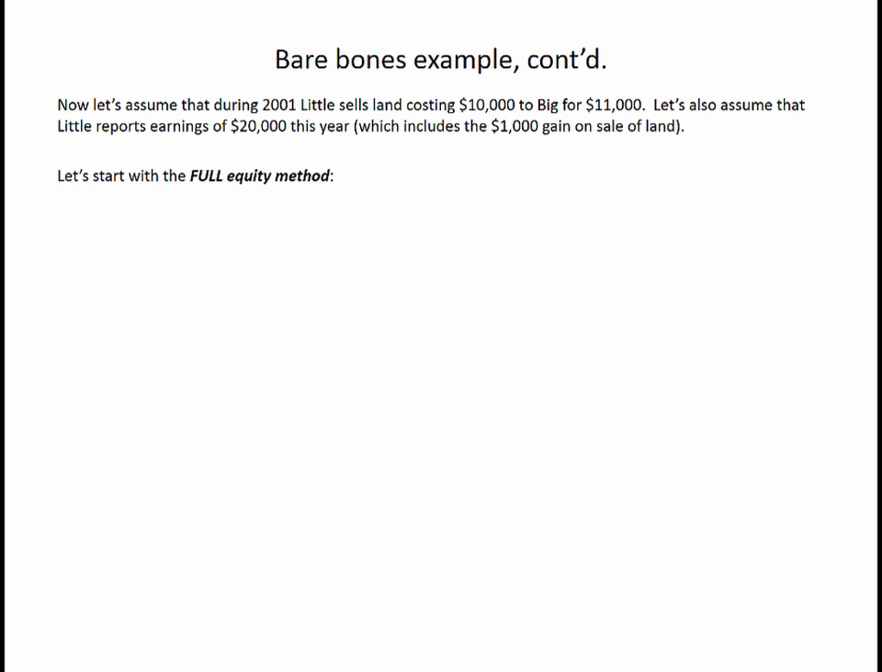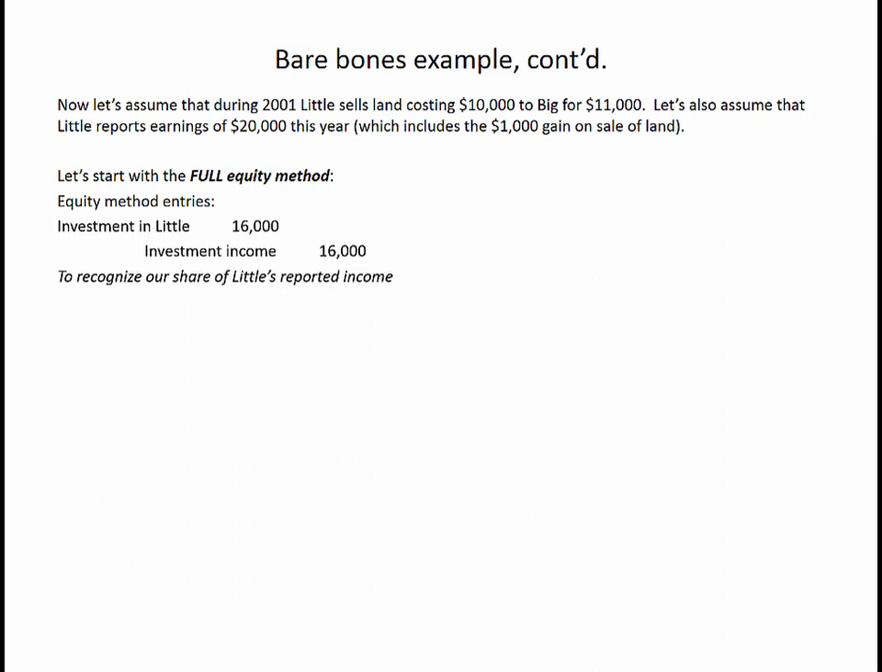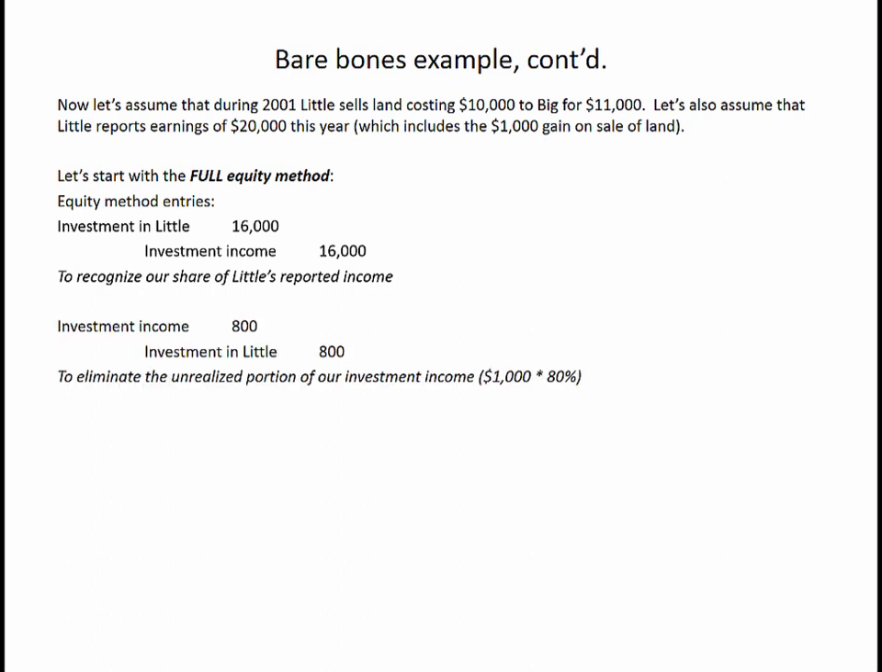Let's go ahead and start with the full equity method. Under the full equity method, the parent in their equity method entries will adjust their investment income to remove any unrealized gains and losses. So in our equity method entries, first, they're going to record their share of Little's reported earnings. Little reported earnings of $20,000. 80% of that is $16,000.